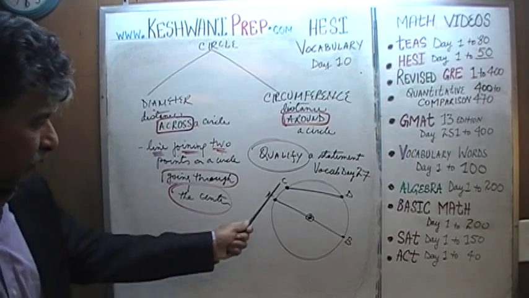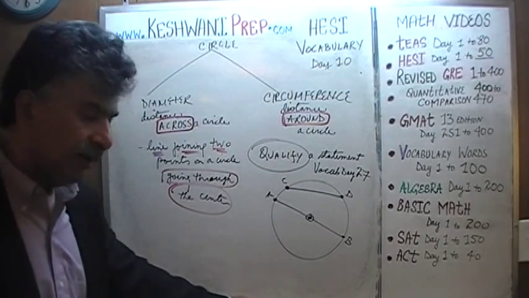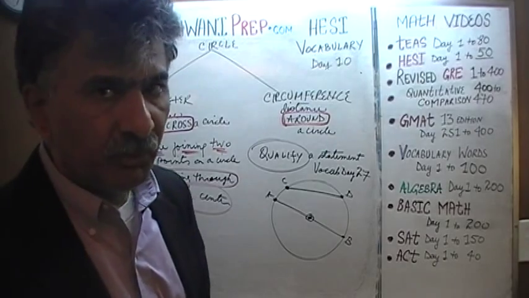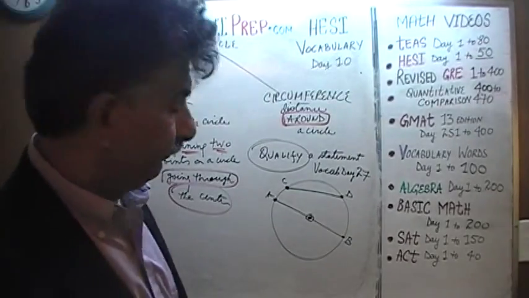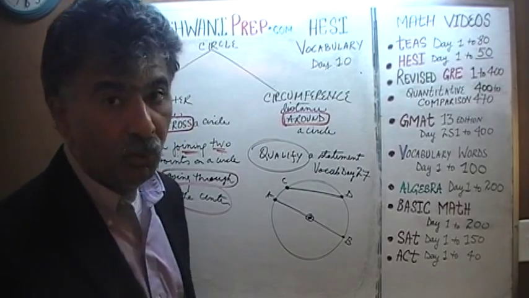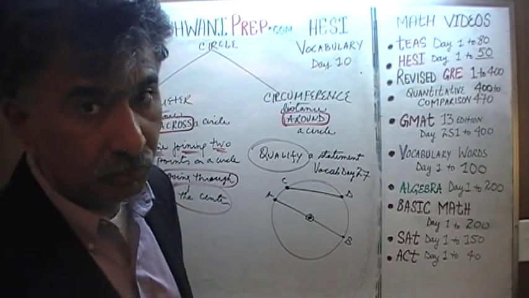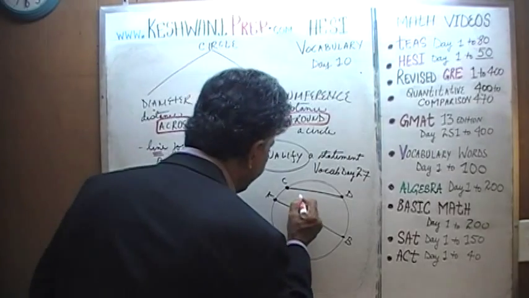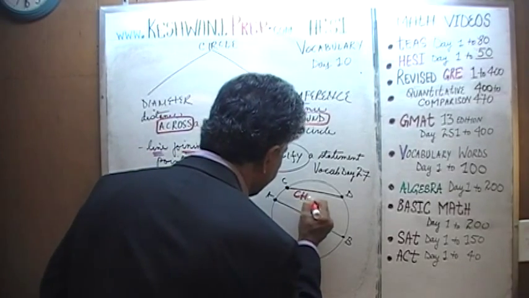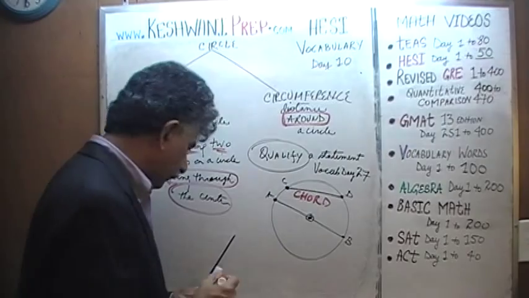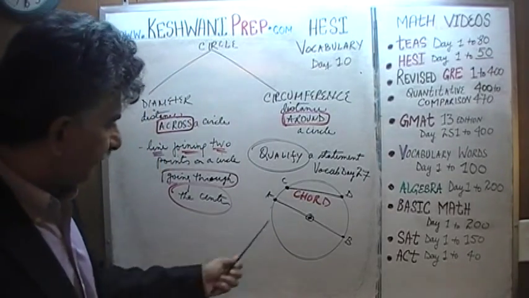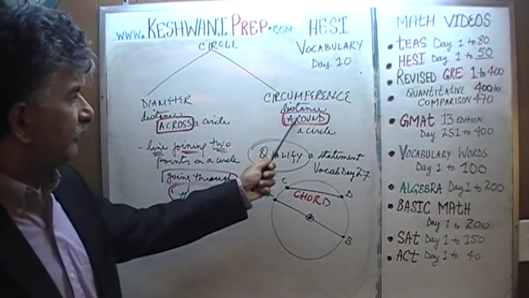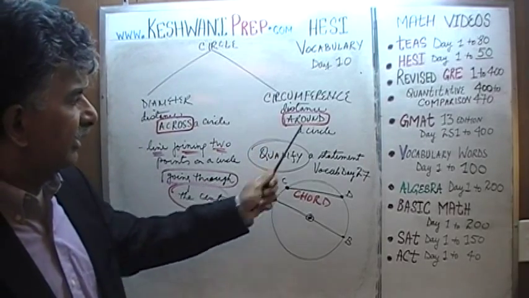The question now is, what do we call lines such as that one? A line that joins two points in a circle but does not go through the center has a name. What is it called? Do you know? It is called a chord. That's a chord. This is the diameter. How do we define circumference? Circumference is simply the distance around a circle.